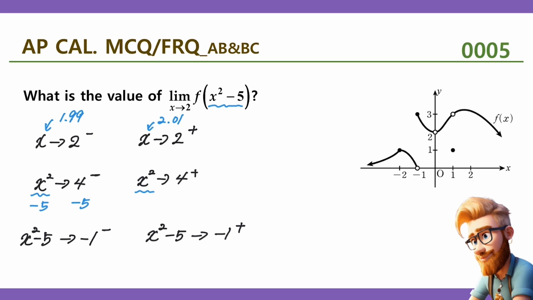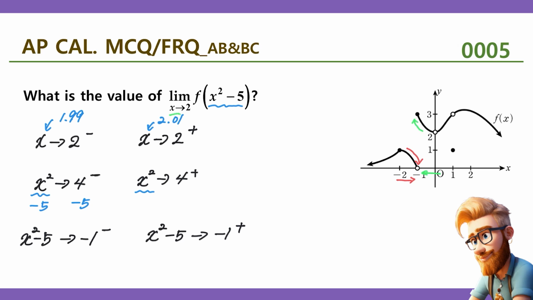Okay, so as x approaches 2 from the left hand side, x squared minus 5 approaches negative 1 from the left hand side. As x approaches 2 from the right hand side, x squared minus 5 approaches negative 1 from the right hand side. So as x squared minus 5 approaches negative 1 from the left hand side, the function approaches 0, right? As x squared minus 5 approaches negative 1 from the right hand side, excuse me, it approaches 3, right?